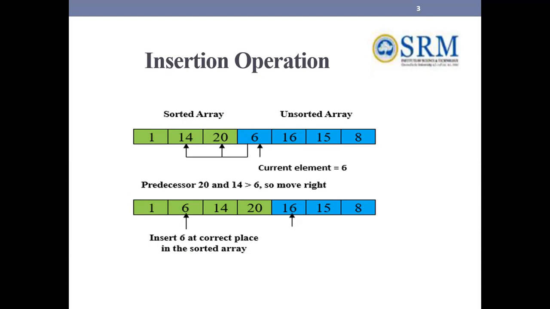So the concept is we have two parts, sorted array and unsorted array. Take the first element from the unsorted array. Compare it with predecessor 20. The predecessor is greater than the current value, so move the predecessor value to the next location. If any predecessor value is lesser than the current value, stop the comparison and move the current value into the current empty location. That is, we are inserting 16 at the correct place in the sorted array. That is called the insertion operation.